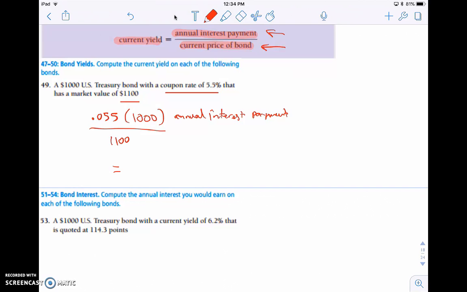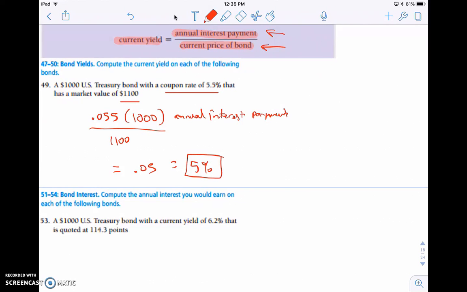Okay, so when I take 0.055 times 1,000, then divide it by $1,100, that gives me a current yield of 0.05 or 5%. That's its current yield, based off of how things are going in the market right now. So that's how you would find the current yield on your bond.